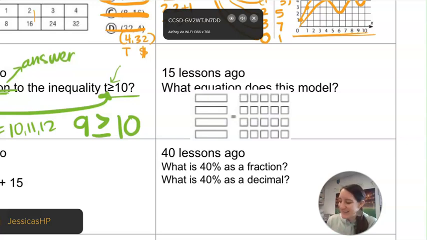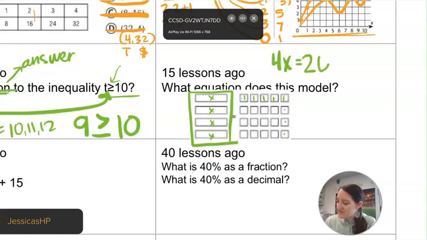What equation does this model? Remember we did these, and these long ones were x's, and these littler ones were just counted as ones. So what we have here is 4 x's, and what we have here is 1, 2, 3, 4, 5, 5, 10, 15, 20. 4x equals 20. Now if it said to solve, then you say, all right, well, x equals 5, doesn't it?